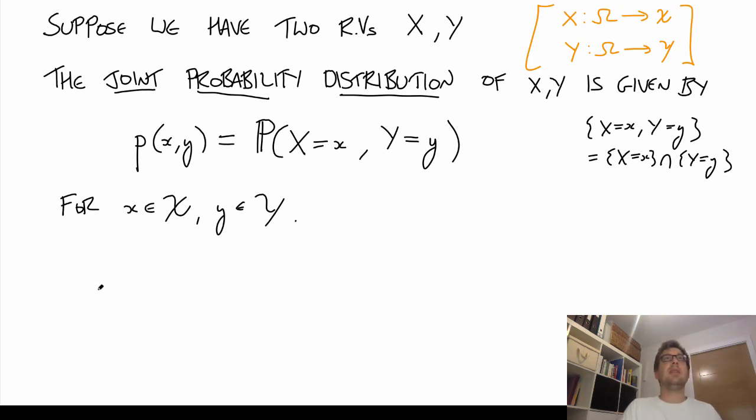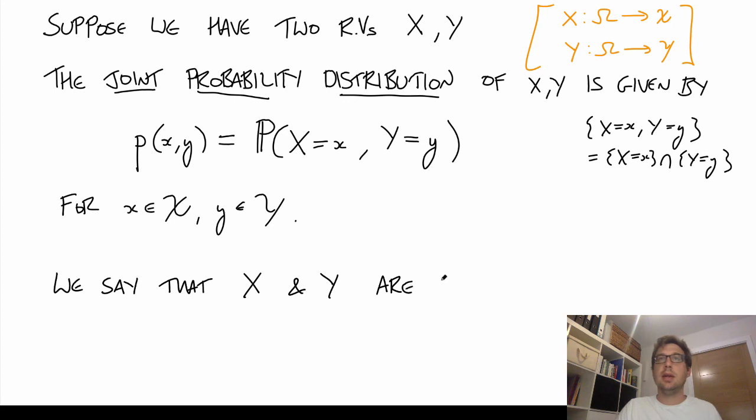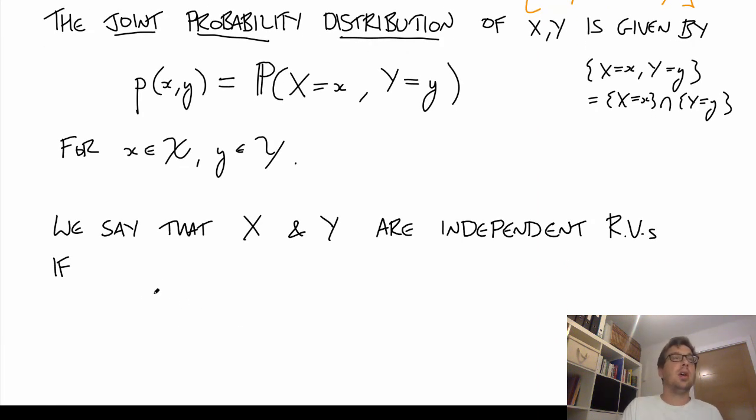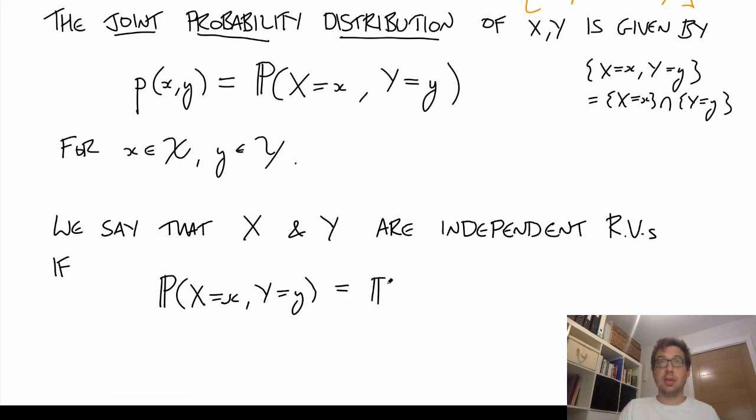Now we can talk about random variables being independent as well. We say that X and Y are independent random variables if we have that the probability of X equals x and Y equals y is just equal to the product of those two probabilities.